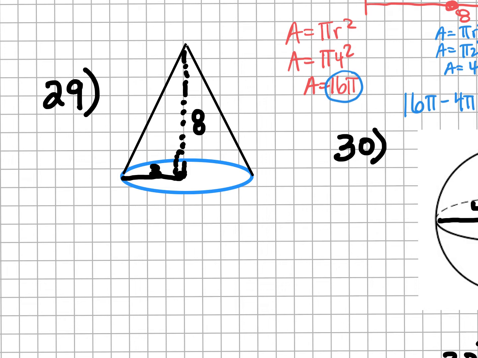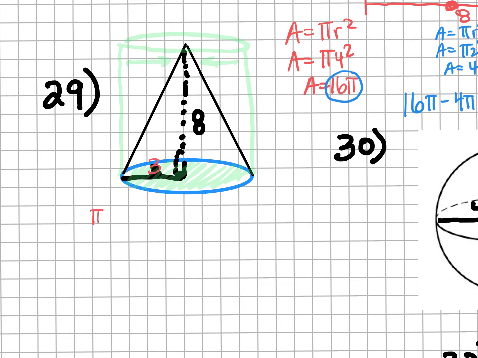All right, number 29. So to find these, we find the area of the circle on the bottom. Then we stretch it up as if it were like a cylinder. And then we crush in the top and divide by 3 because it's a cone. So start with the circle, stretch it upwards, crush it in. So this was a 3.